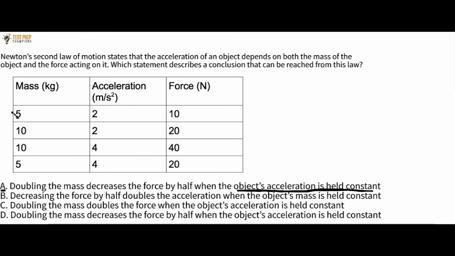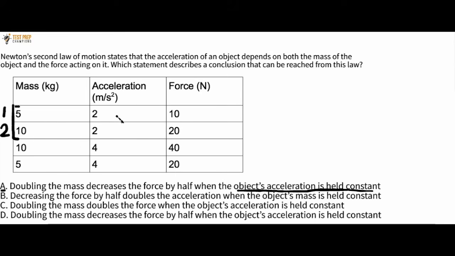So we could look at the first two right here, because the acceleration in both of these cases is 2. And we also want to look at a case where the mass has been doubled. In the first case right here, let me call this case 1. Let me call this case 2. So if we compare the mass in case 1 to case 2, we see that the mass is doubled because 5 times 2 is 10. And the acceleration is constant.